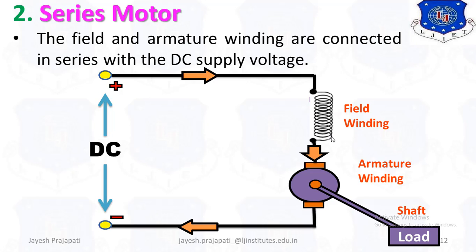Now due to this, the motor can have polarity like this, and the motor shaft can rotate in clockwise direction.